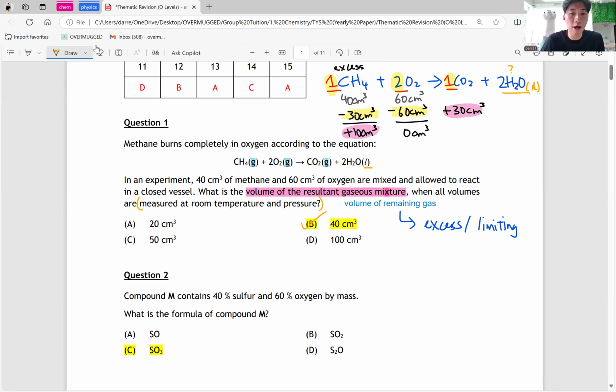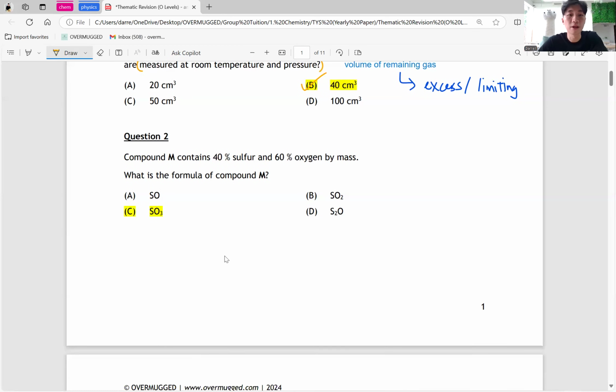It's about breaking down the question instead of just blindly throwing yourself in and trying to solve it. So once again, remember, identify the topic, mole concept. Identify the concept, excess and limiting, and then break it down and solve it step by step. Now, let's take a look at another question. Over here, we see compound M. It tells us the percentage by mass of each element.